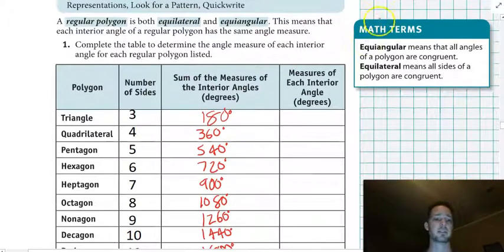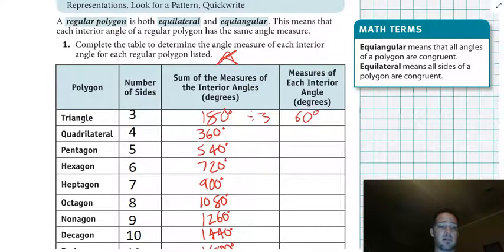All right, so it says complete the table and determine the angle measure for each interior angle. So instead of finding just the sum of the interior angles like we did in the last lesson, we want to now divide, to see if it was a regular shape and all the angles were equal, how to find one individual angle on a regular polygon. So all we would need to do is take the sum of the interior angles that we came up with earlier, and a triangle has 3 sides and 3 angles, so divide it by 3, and we get 60 degrees. And hopefully we already know that in an equilateral triangle, each angle is also 60 degrees.